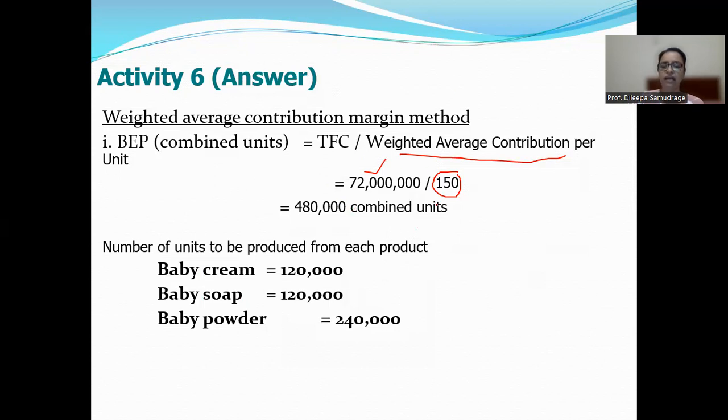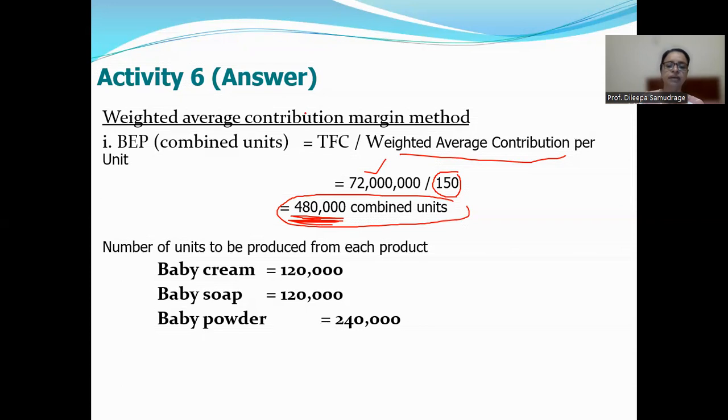So the answer you get here, when you divide it by the weighted average contribution method, is not packages, you get units. You get combined units. So 480,000 units means there are powders, creams, and soaps, all together 480,000 units. Now you have to divide it into creams, powders, and soap. So you know 1/4 is baby cream, 1/4 is baby soap, and 2/4 is baby powder.